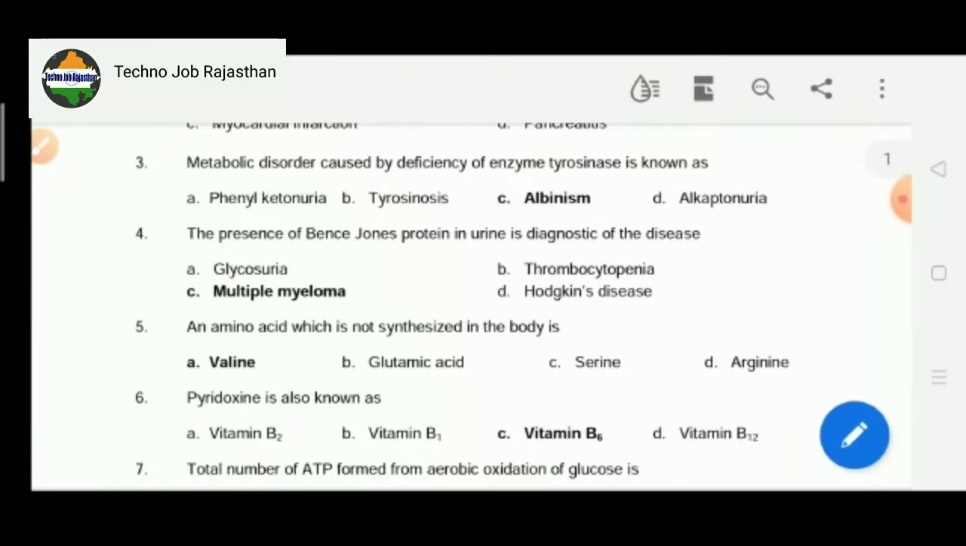Question number 5: an amino acid which is not synthesized in the body is option A valine, option B glutamic acid, option C serine and option D arginine. So the correct answer is option A, that is valine.